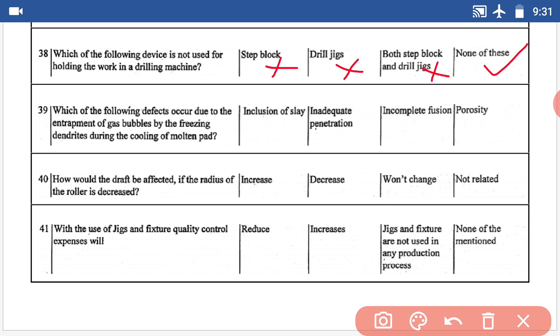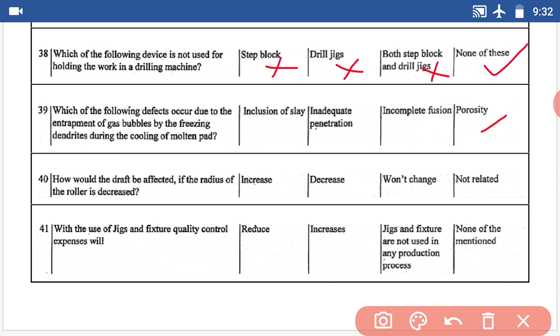Question number 39. Which of the following defects occurred due to the entrapment of gas bubbles by the freezing metal during the cooling of the molten bed? This question's answer is porosity. Option D is the correct answer, porosity.